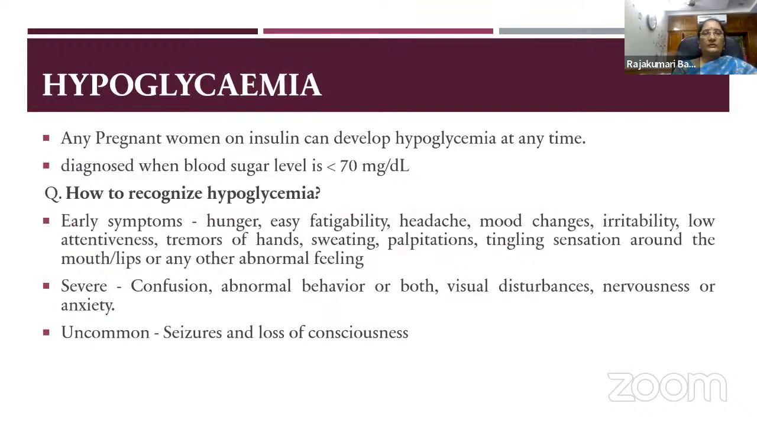Hypoglycemia is the most common complaint in GDM patients who are on insulin. It is diagnosed when the blood sugar level is less than 70 milligrams per deciliter. The patient feels the following complaints: hunger, easy fatigability, headache, sweating, palpitations, and tingling sensation. In severe hypoglycemia, they may go into mental confusion, abnormal behavior, visual disturbances, nervousness, or anxiety. The uncommon complaints are seizures and loss of consciousness.